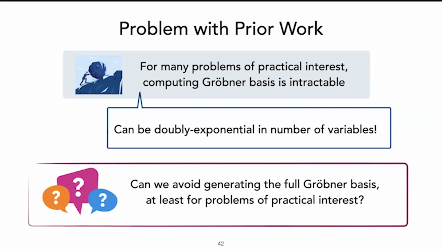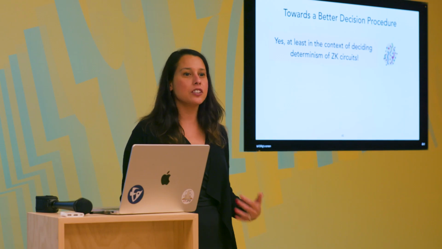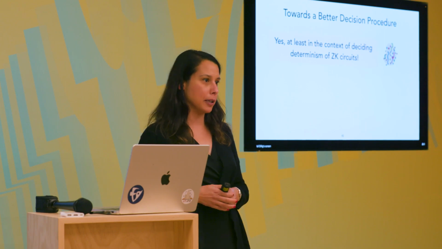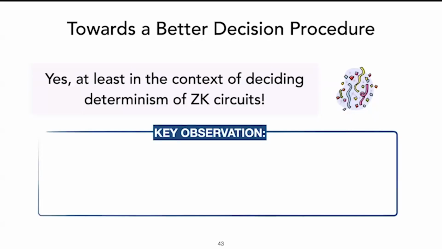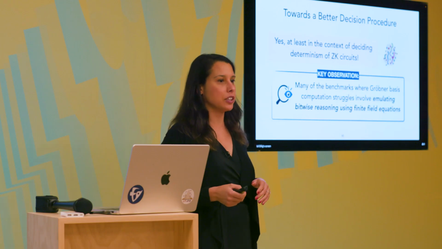Can you compute it partially, do something so it doesn't blow up in our face? The answer turns out to be yes, at least for answering determinism, you can get around computing the full Grobner basis. And here's the key observation that drove the entire technique. If you look at the benchmarks where Grobner basis computation really blows up, these have a common pattern. They all turn out to require emulating bitwise reasoning using finite field equations.